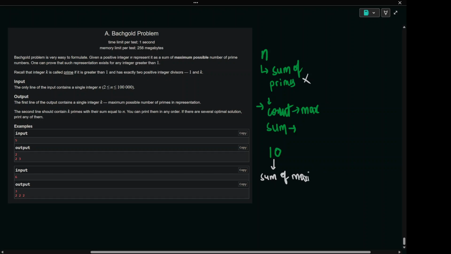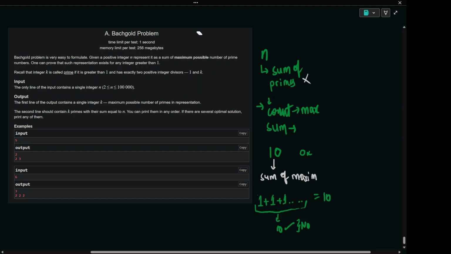By using the least value number. What is the least value number which can add up to 10? One, right? Ignoring 0, of course. If you do 1 plus 1 plus 1 ten times, we get 10. Can this count of ones be more than 10? No, obviously no, because 1 is the least value with which we can represent 10.